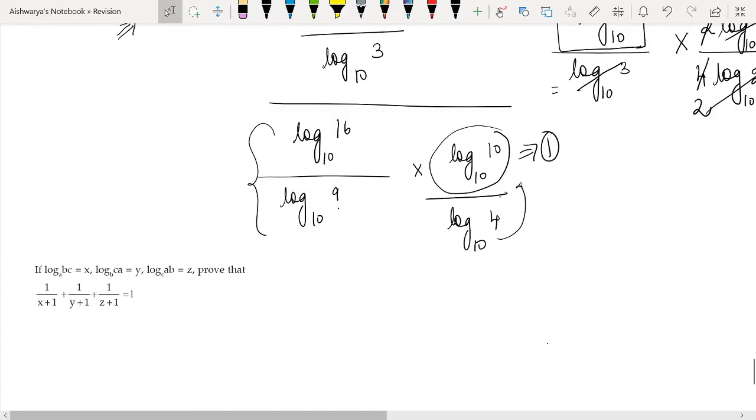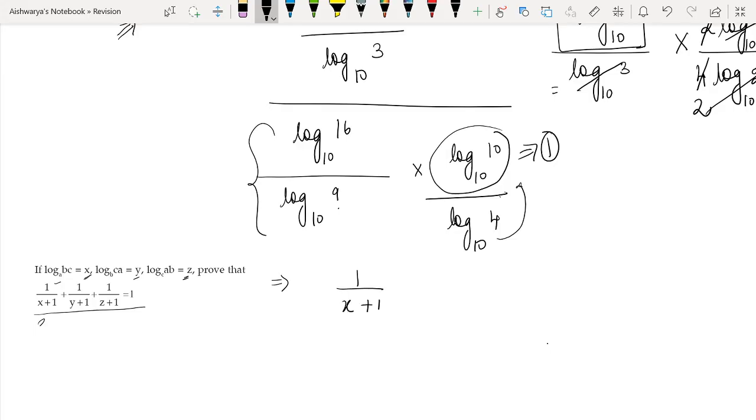Okay. So this is equal to x, this is equal to y, this is equal to z. Prove that this is equal to 1. Okay. So now what we have to do is substitute this value here. So what you get, let me do only the first term. First term is 1 by x plus 1, which will become log bc base a plus 1.